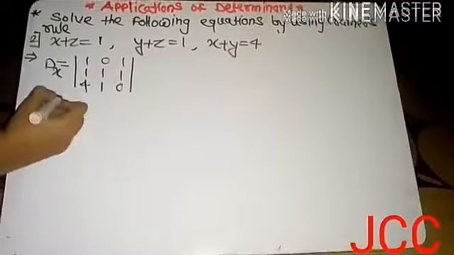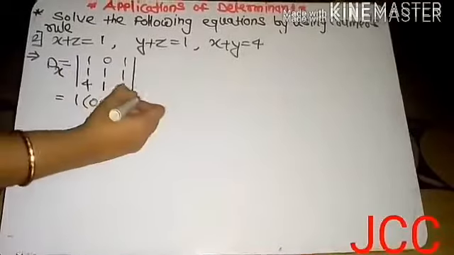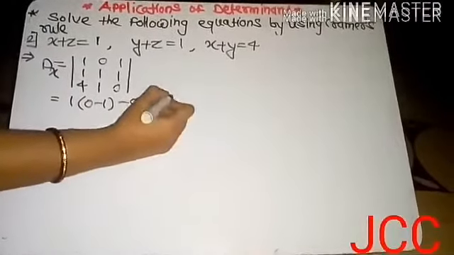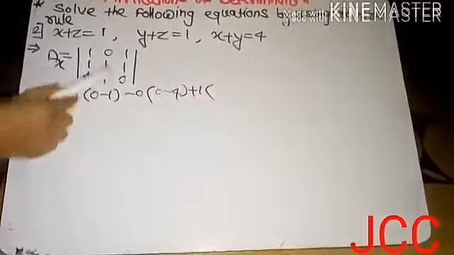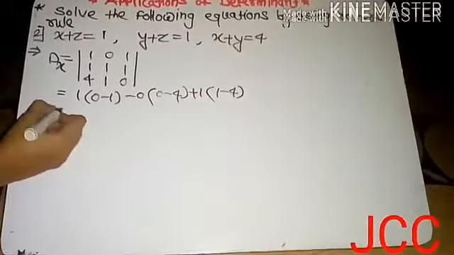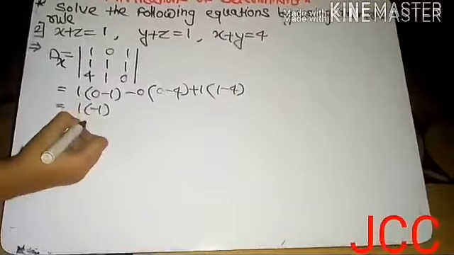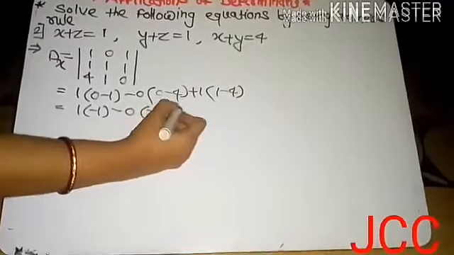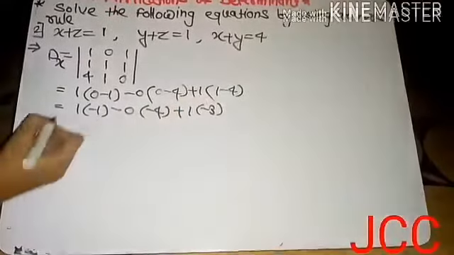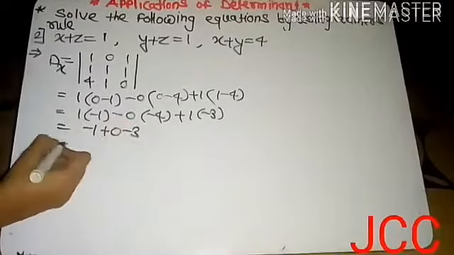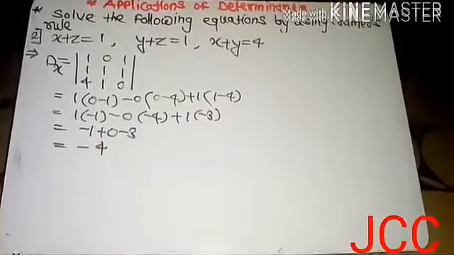Now we solve it. 1 0 minus 1, हे क्रॉस मल्टिप्लिकेशन, माइनस 0, आता हे काढून हा क्रॉस मल्टिप्लिकेशन, 0 minus 4, then plus 1. Now take this cross multiplication, 1 minus 4, that is equal to 1 minus 1 minus 0 minus 4 plus 1 minus 3, minus 1, this is 0, minus 3, minus 1 minus 3 is minus 4.